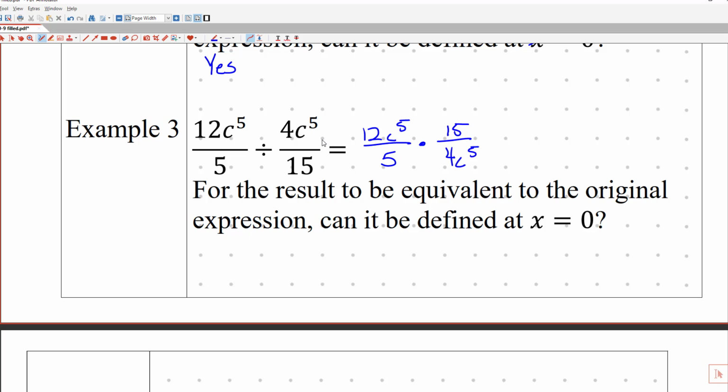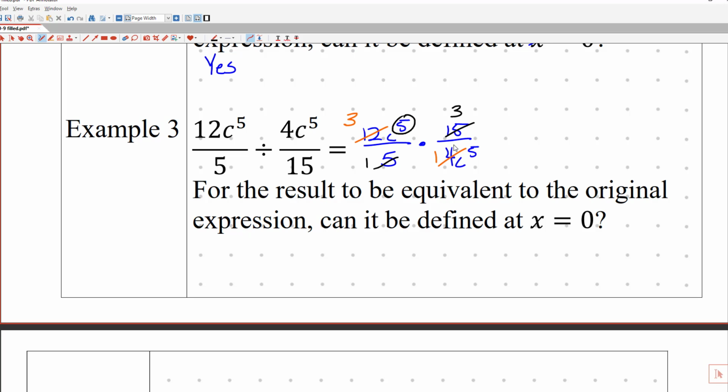All right, so let's go ahead and start cross-canceling. What do we have? So immediately I see a 12 and a 4, both divisible by 4. 12 divided by 4 is 3. 4 divided by 4 is 1. What about this 15 and 5? So 15 and 5 both are divisible by 5. 5 divided by 5 is 1. 15 divided by 5 is 3.